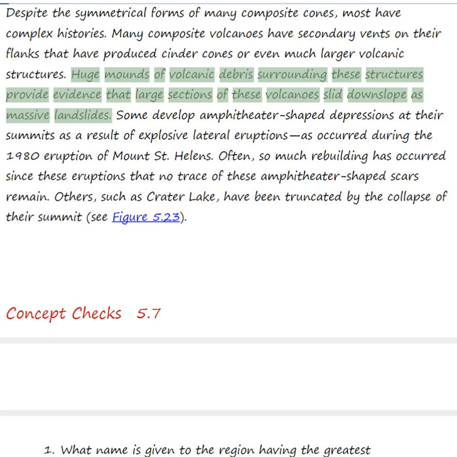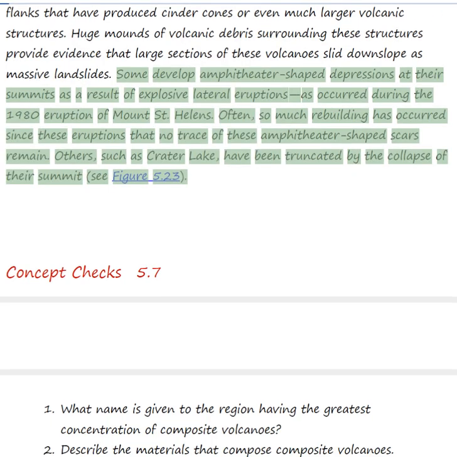Some develop amphitheater-shaped depressions at their summits as a result of explosive lateral eruptions, as occurred during the 1980 eruption of Mount St. Helens. Often, so much rebuilding has occurred since these eruptions that no trace of these amphitheater-shaped scars remain. Others, such as Crater Lake, have been truncated by the collapse of their summit.